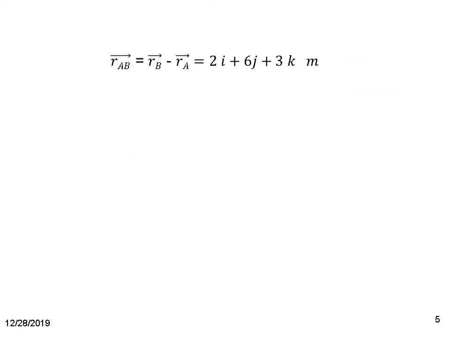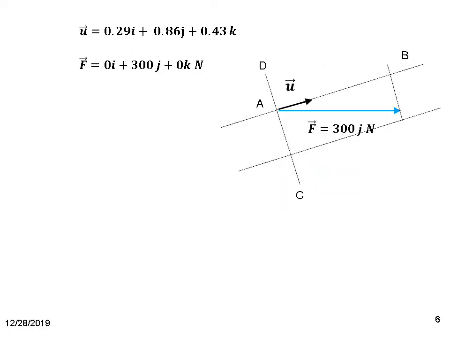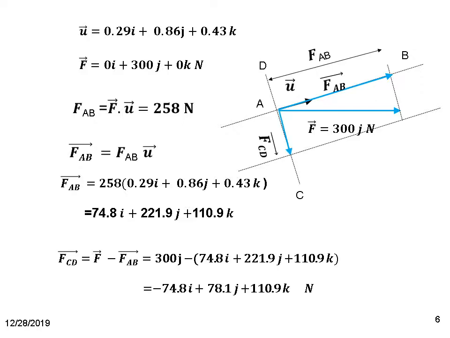Using the magnitude of vector RAB, we can find the unit vector. This vector divided by its magnitude will give the unit vector U. Now we have the unit vector U and the force vector F. Taking the dot product, we get the magnitude of the component along the direction AB. Multiplying this with the unit vector U, we get the force component along the direction AB. And subtracting this vector FAB from vector F, we get the force vector FCD, which is the component perpendicular to line AB.